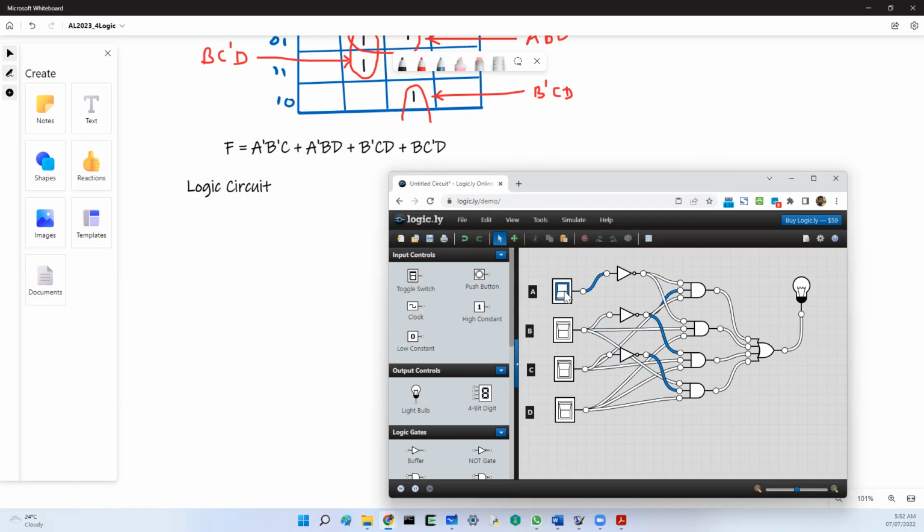8 is not a prime number. 9 is not a prime number. 10 is not a prime number, but 11 is a prime number. 12 is not a prime number, but 13 is a prime number. 14, not a prime number.